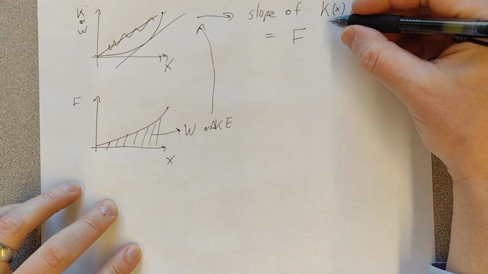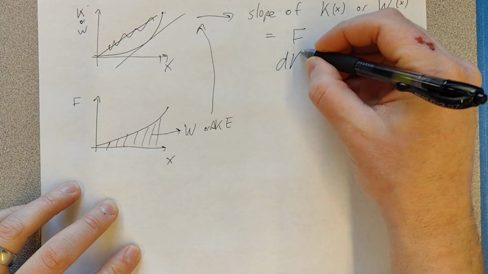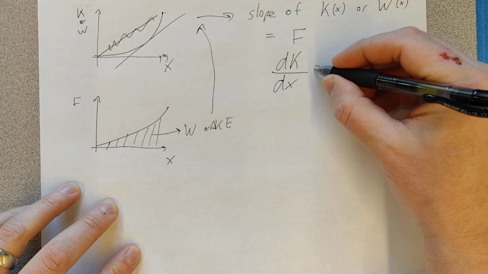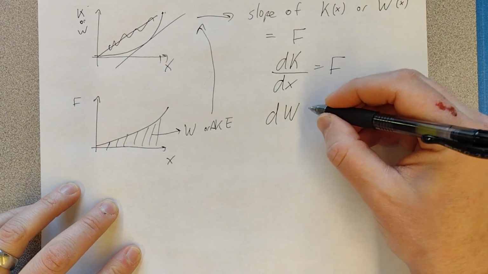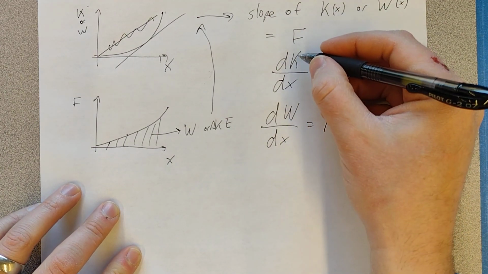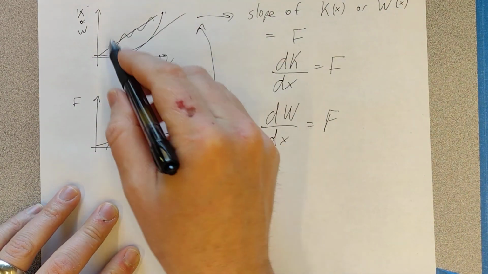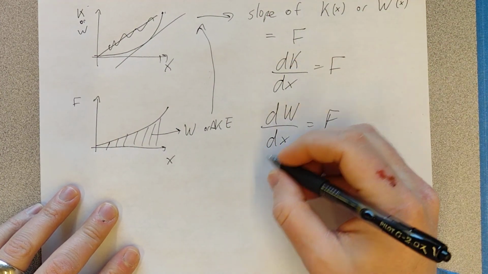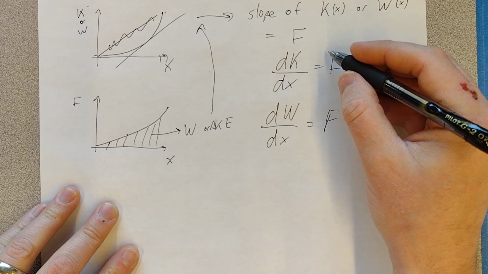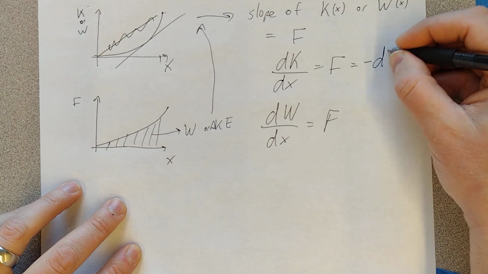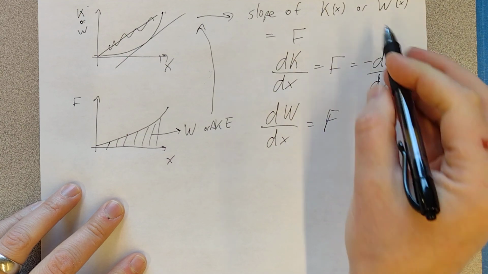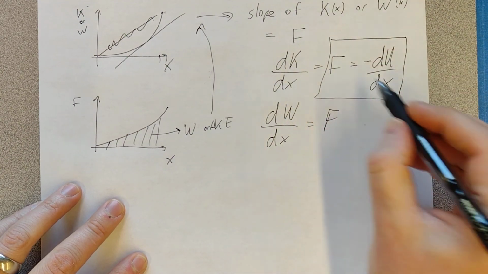Now, the slope of that means the rate of change of kinetic energy with respect to position equals force, or the rate of change of work with respect to position equals force. Or the one we use most often, if it's kinetic energy and potential energy, typically what we're given is the potential energy function. So it turns out that the negative derivative of potential energy gives us force.